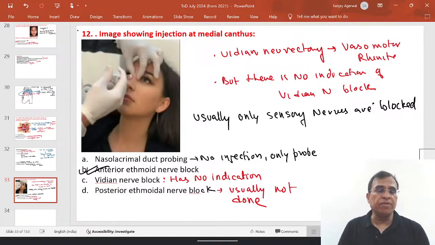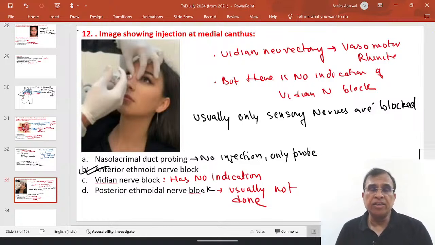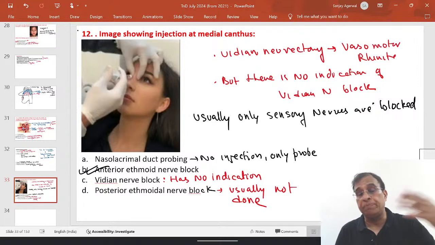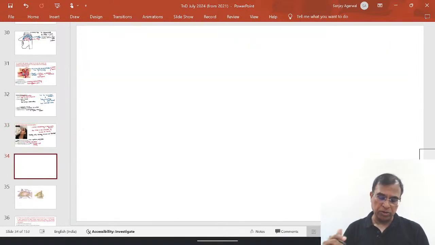Ryan is saying the anterior ethmoidal nerve blockade is 1 centimeter above the canthus, and in the question it is the medial canthus. No, I think you are mistaken, Ryan. In the anterior ethmoidal nerve blockade, we do it at the canthus, but we go 1 centimeter deep. Deep we go, 1.2 centimeter to be more precise. But let me explain all this.